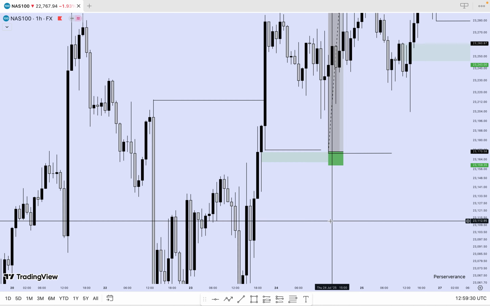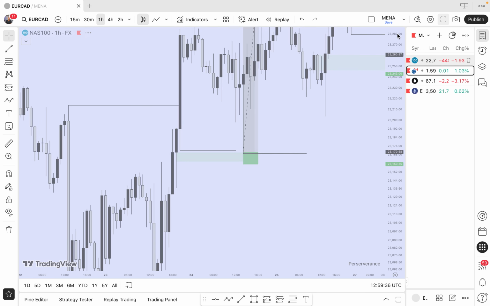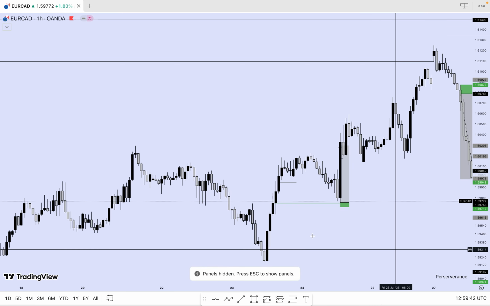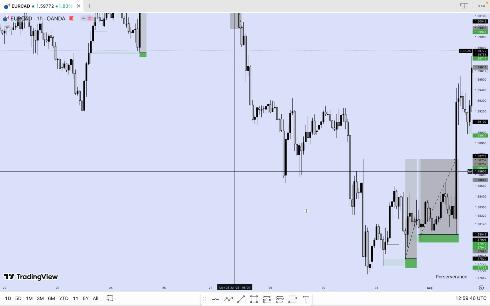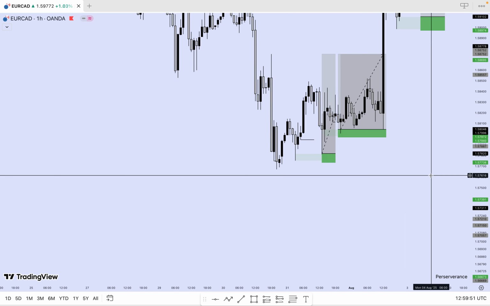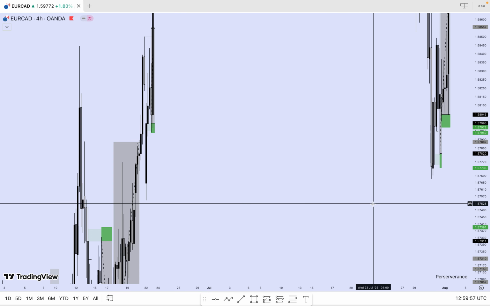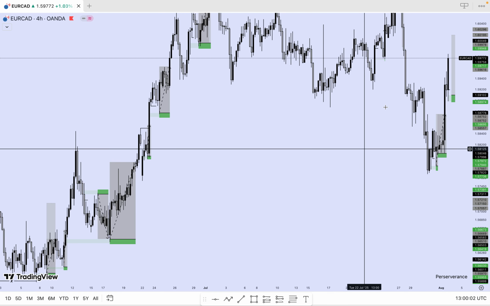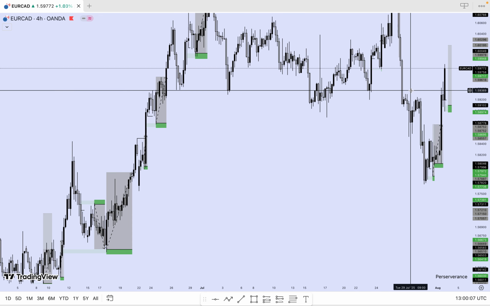Okay, let me show you another example of market structure. Another example of the strategy. This was a trade I took. Now price is in a downtrend, right? The market is obviously in a downtrend because we're having lower highs and lower lows.